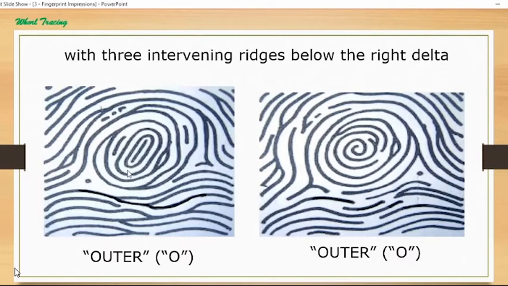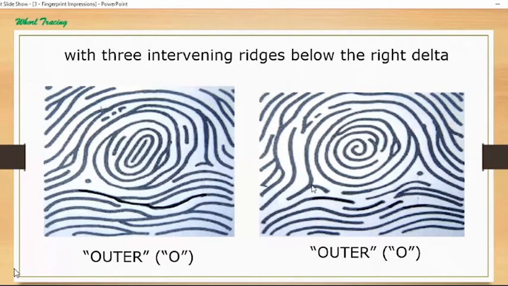This is the left delta and this is the right delta. So this is the tracing ridge. Bifurcation, lower limb ka lagi. Punta ka sa lower limb. Punta ka dyan, hanggang marating mo at matapatan yung right delta. Then you have to count the intervening ridges. There are 1, 2, and 3. When the intervening ridges is 3 or more, and the tracing ridge is below the right delta, the tracing is designated as outer.